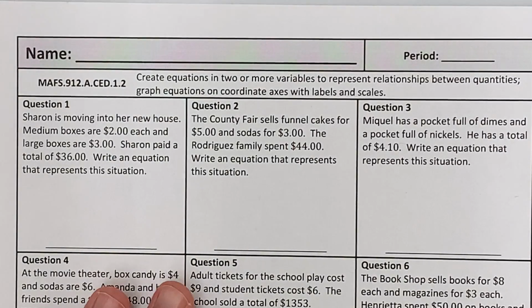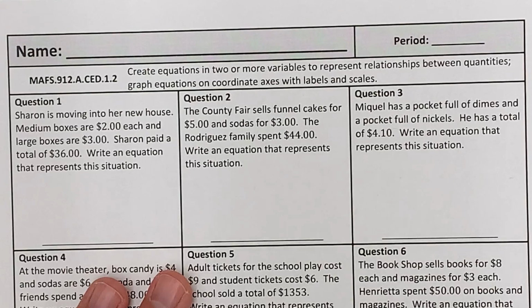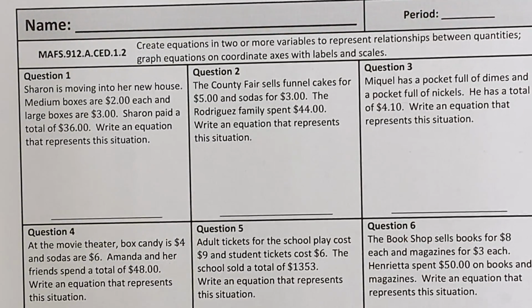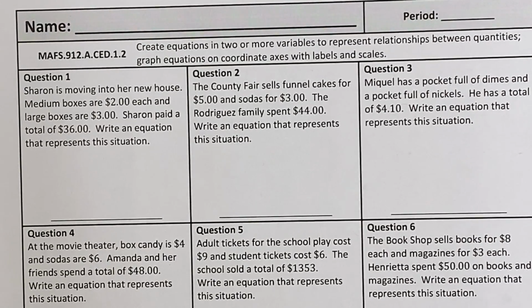All right, class, we're going to go ahead and go over creating two variable equations from a paragraph. So question 1. Sharon is moving into her new house. Medium boxes are $2 each and large boxes are $3. Sharon paid a total of $36. Write an equation that represents this situation.